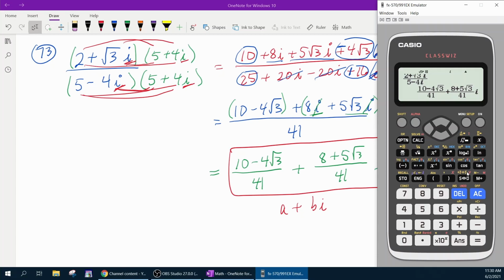I wonder if it'll do this. If I hit the SD button, will it give me the a and the bi approximately? It sure did. So that's approximately 0.07 plus 0.41i. So the SD button is going to work for the complex numbers as well if you need that simplified to an a plus bi estimated.